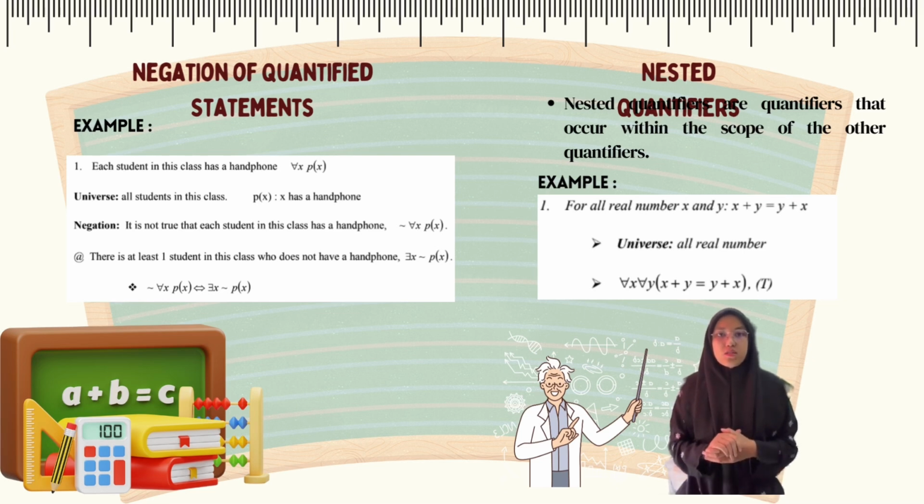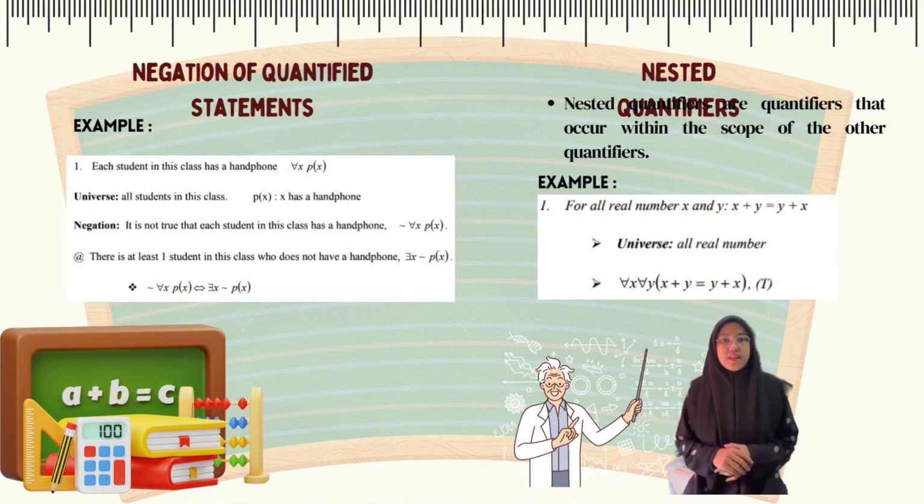Okay, now for negation of quantified statements. First, let us look at negation of a quantified statement. Example: each student in this class has a handphone. The statement uses a universal quantifier, which means "for every student." The negation of this statement is, it is not true that each student in this class has a handphone. This means there is at least one student in this class who does not have a handphone. Key idea: the negation of "for every" becomes "there exists." The negation of "has" becomes "does not have."